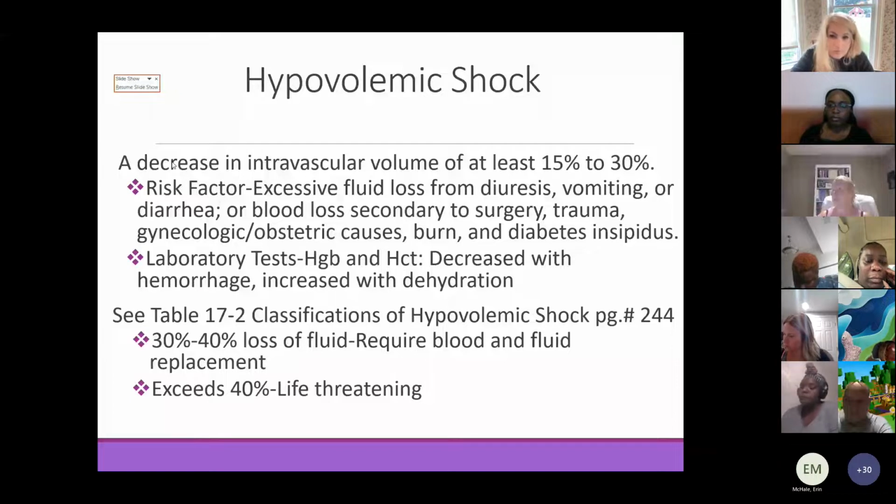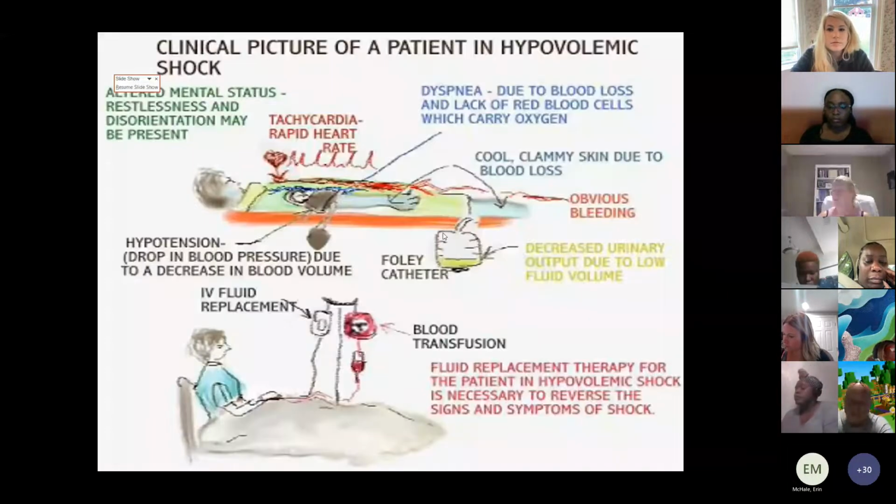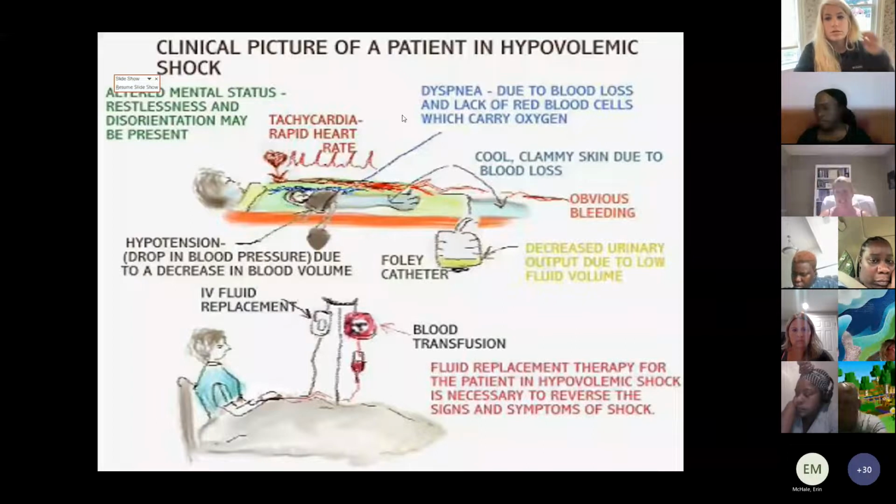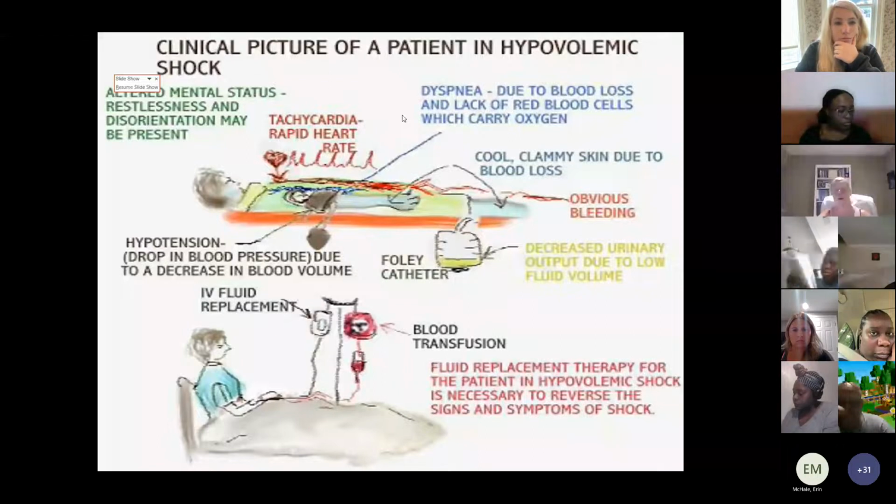So this is something that I got off the internet. This is just a clinical picture of what you might see in a patient that has hypovolemic shock. We have to think that this patient's not getting any blood flow for some reason to any of their organs, including their brain. So we're going to see that altered mental status. They might be disoriented. They might be restless. In the initial stages, we're going to see tachycardia because the heart's trying to pump faster because it's compensating. It knows we don't have a lot of circulating blood.